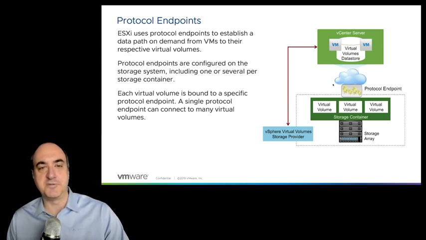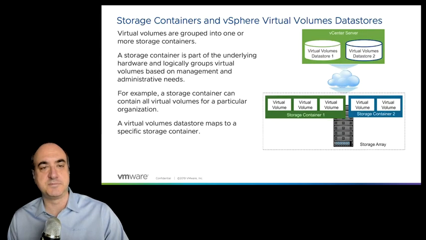So remember, what is a virtual volume? It's an object. A VM is going to be made up of multiple objects, and therefore a VM is going to be made up of multiple virtual volumes. So again, you have potentially multiple virtual volume datastores. A virtual volume datastore is basically mapping to a storage container. Its I/O is handled through protocol endpoints, and these virtual volumes are the objects that reside inside these storage containers. So a storage container is basically part of that underlying hardware.